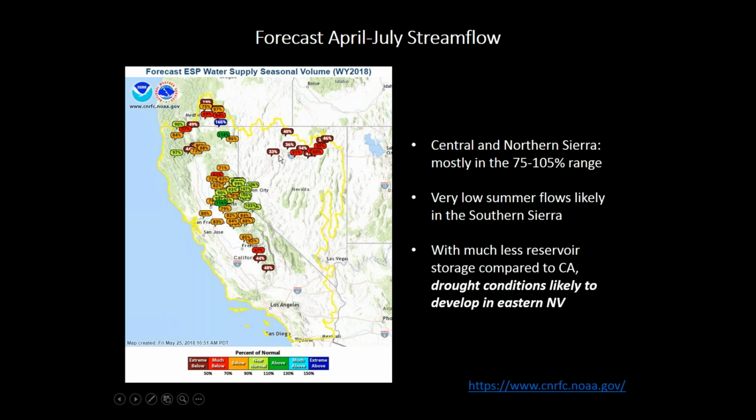But again, the area to really keep an eye on for drought development, I think, is out in northeast Nevada in the Humboldt Basin. As I mentioned, the reservoirs are much smaller out there. And so if they get a very poor stream flow year, 30 to 50% of normal, I think the reservoirs are going to be dropping quite a bit by the end of the summer. And we may need to consider moving some drought conditions into northeast Nevada.